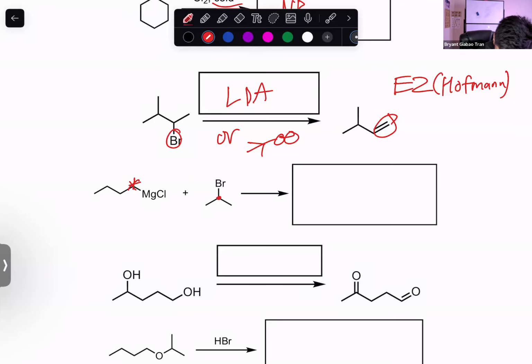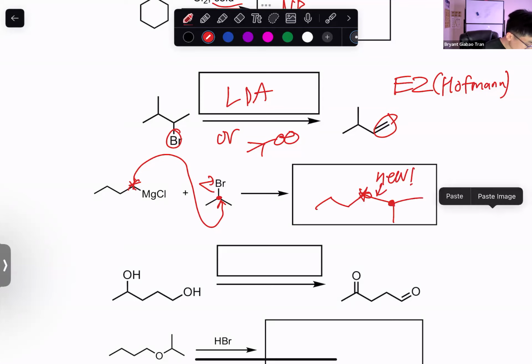This is our electrophile. Attack the electrophile. Kick out the leaving group. Star, making the bond between the star and dot. That's neo. The dot is attached to two methyl groups, 1, 2. Let me make sure.